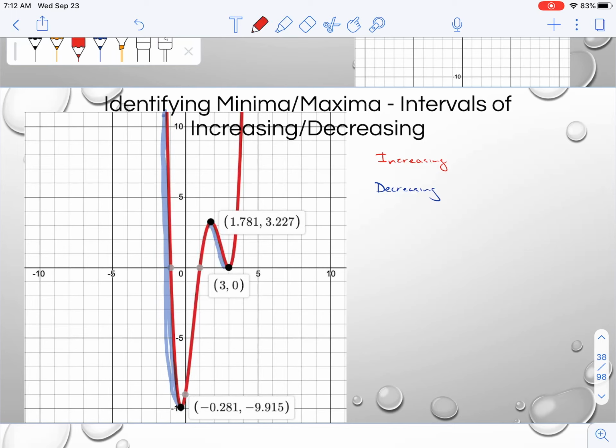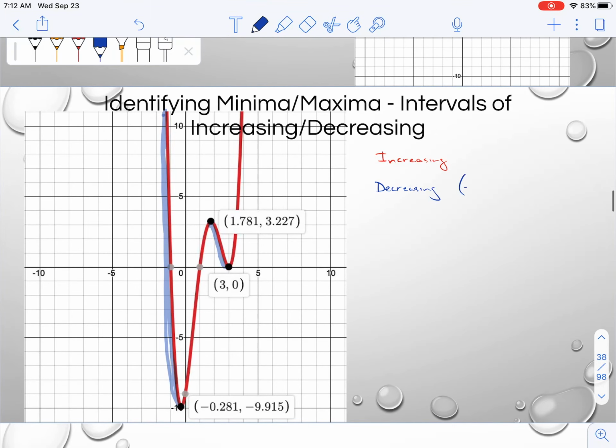So my slopes are negative here along this interval, and also here along this interval. Now, whenever we talk about intervals of increasing and decreasing, we're always talking about intervals of x values. So in that first interval, I'm going from negative infinity all the way through negative 0.28, union with my second interval, which is 1.78 through 3.